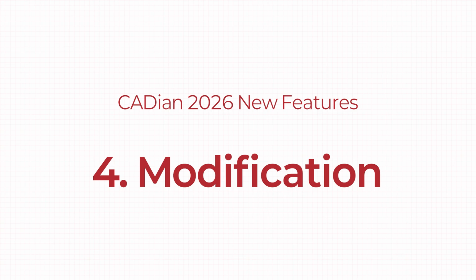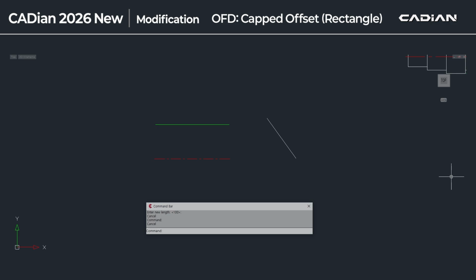Now let's look at features designed to speed up your drawing modifications. The modification tools in CADian 2026 focus on minimizing repetitive clicks and completing tasks in a single action. Now, you can offset a line to a specific length and automatically cap both ends, all in one step.